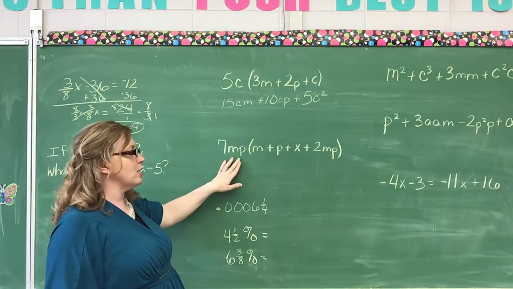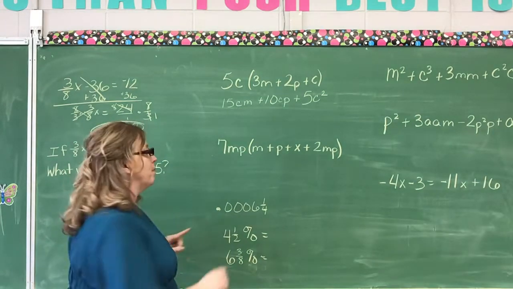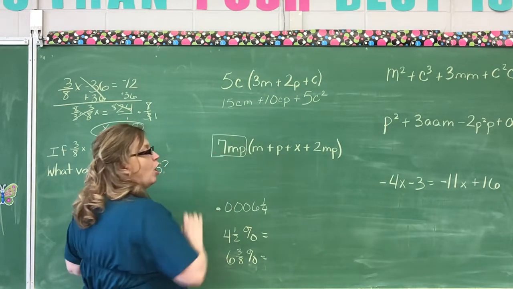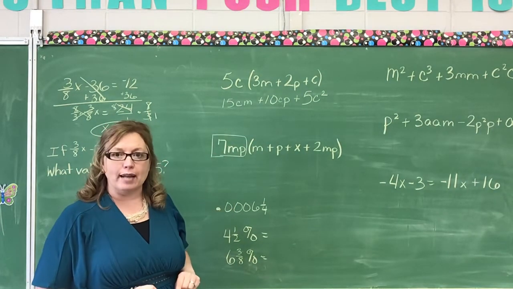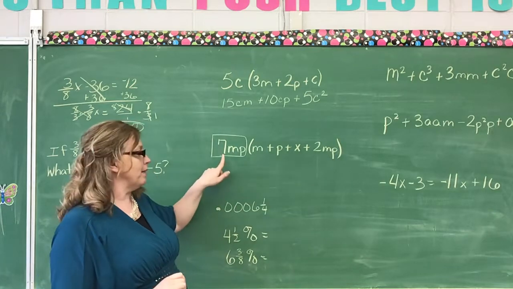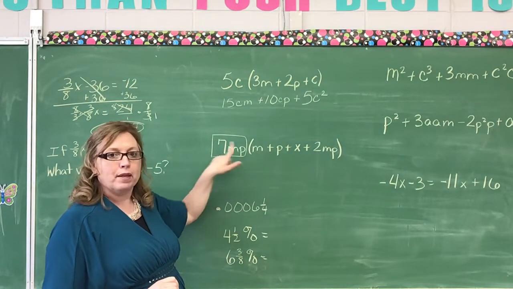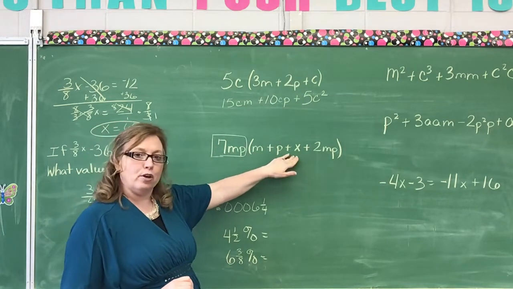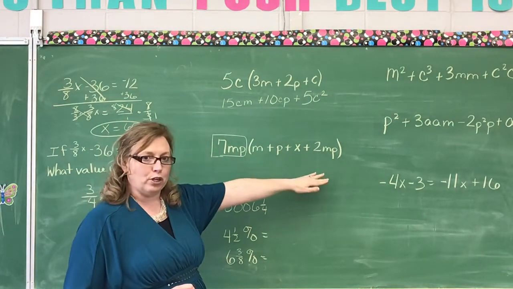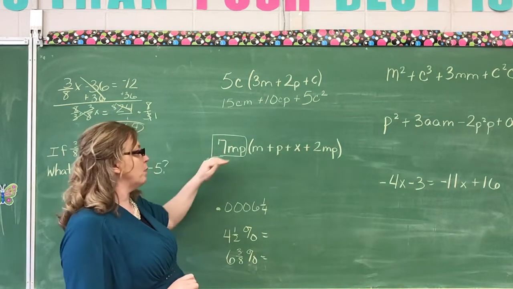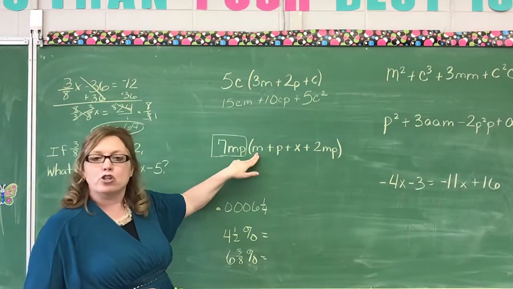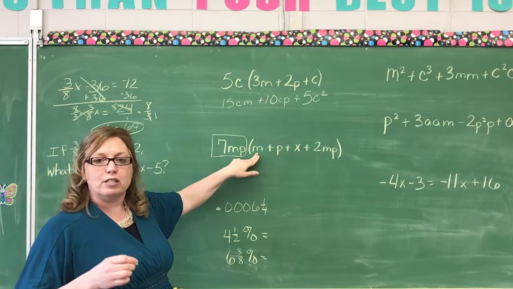Okay, let's look at the next one. We're going to do the same thing. We're going to take this right here, our factor that's outside the parentheses. We're going to multiply this factor by the first term, then this factor by the second term, this factor by the third term, this factor by the fourth term. Okay, so let's do the first one. 7mp times m.